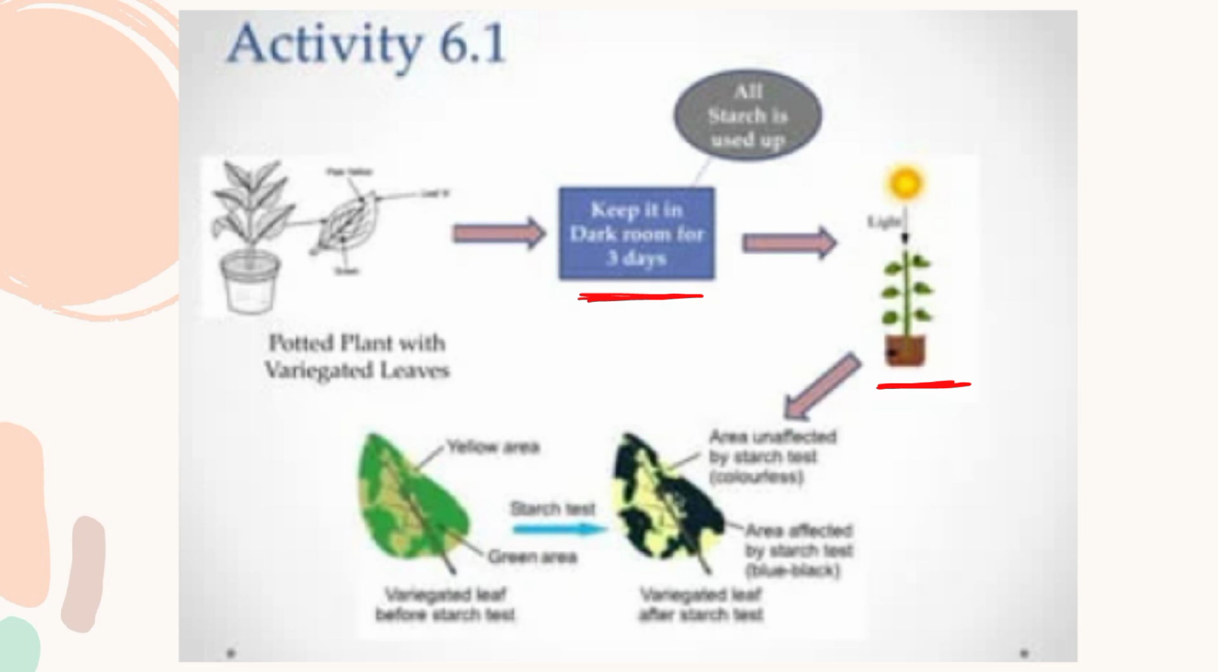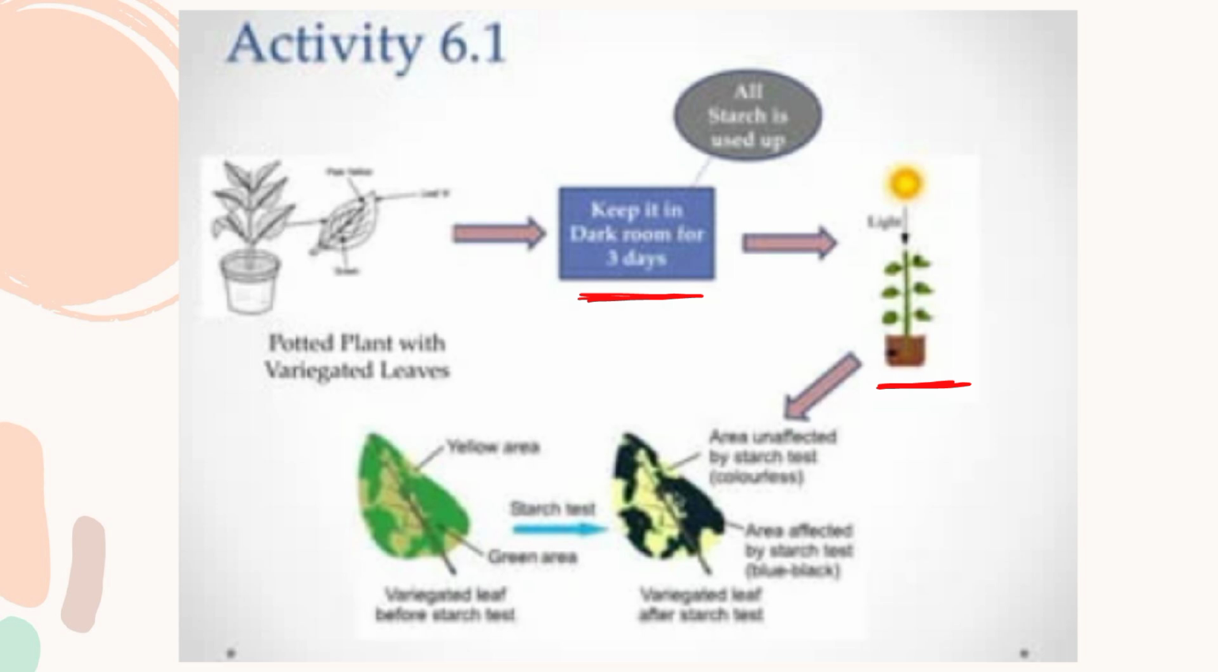Once we have boiled this leaf, we place it in alcohol, and we take this beaker containing alcohol along with the leaf and place it in a water bath and start heating it. What happens during this is that the chlorophyll present in the leaf dissolves into the alcohol and the leaf becomes colorless. This colorless leaf is now taken and placed in iodine solution.